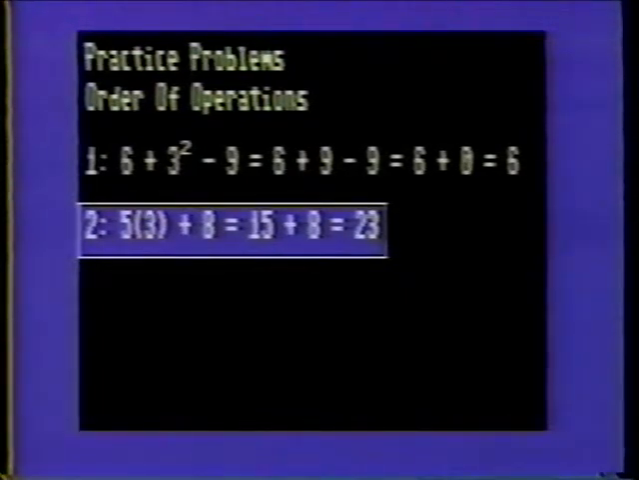Problem 2. Parentheses represent the highest order of operations. The parentheses are used to signify multiplication in this problem. Multiplying 5 times 3 yields 15. Now the equation is 15 plus 8. Simply add it from left to right, which will be very simple because this equation only contains two components. 15 plus 8 is 23.